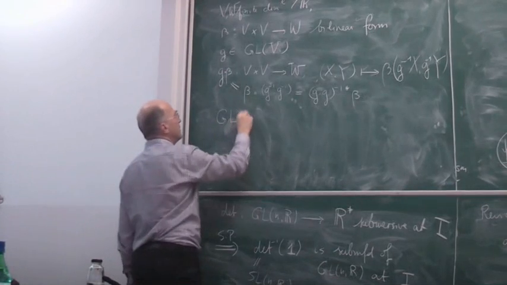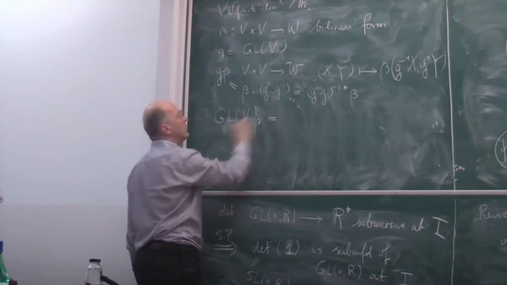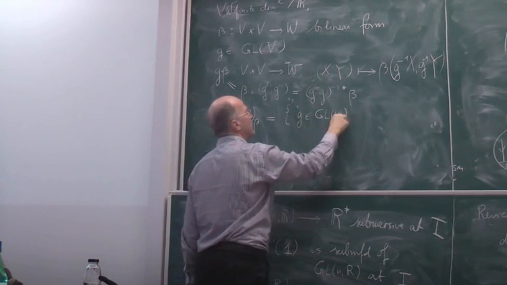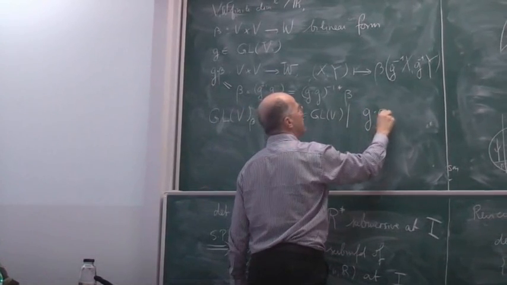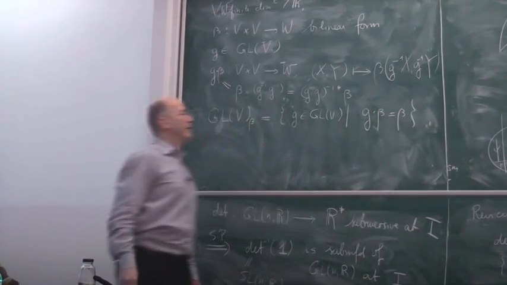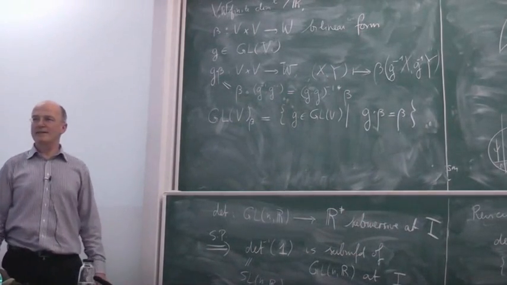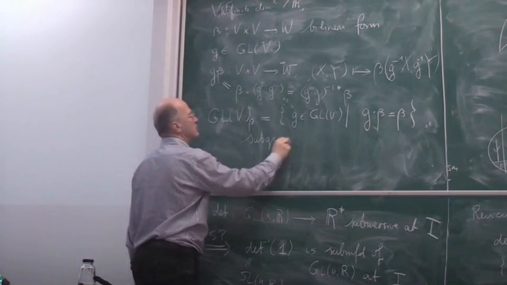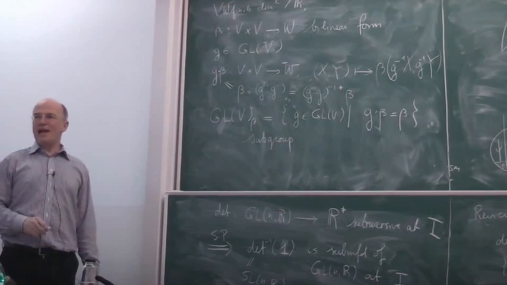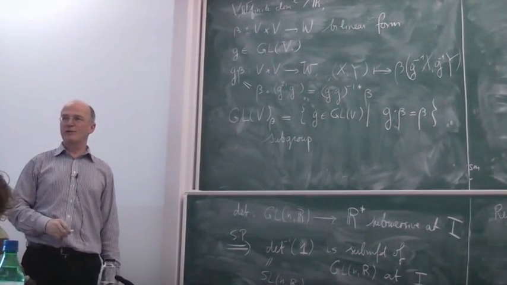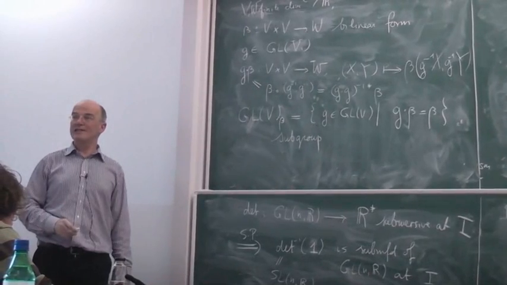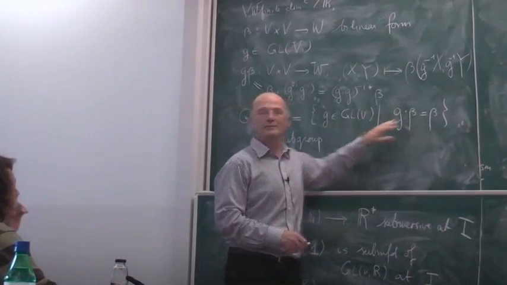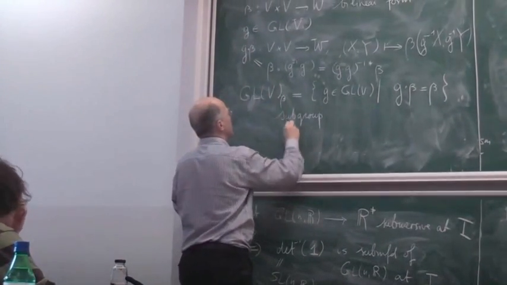Then the stabilizer of beta in this group is the set of elements in GLV with the property that G dot beta is the same as beta. Now it's easy to check by hand that this is a subgroup. It is also easy to check by the same kind of methods that I used before, that this is closed in the sense of topology. And the reason is that this is really a continuous condition. So it's also closed.